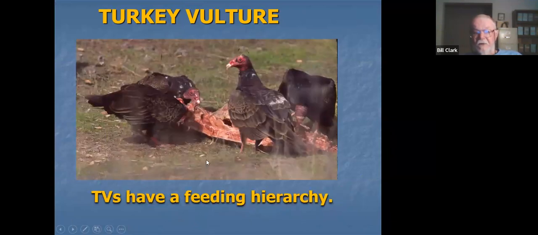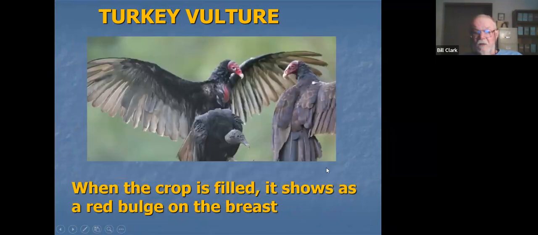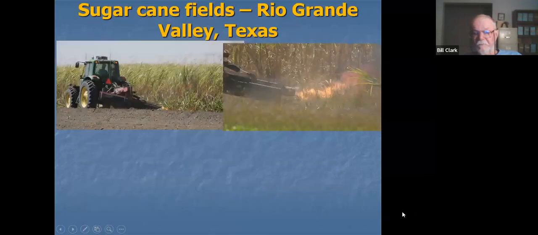And they have a feeding hierarchy. So within a group of turkey vultures, there's an alpha bird that feeds first and a beta bird that feeds second, et cetera, et cetera. When the crop is filled, it shows up as a red bulge on the breast. So this bird has a full crop. When the alpha bird starts showing that it has a full crop, then the other birds that are still high in the hierarchy, but less than alpha, start moving in, because this bird doesn't want to fight, because he's already got his fill.